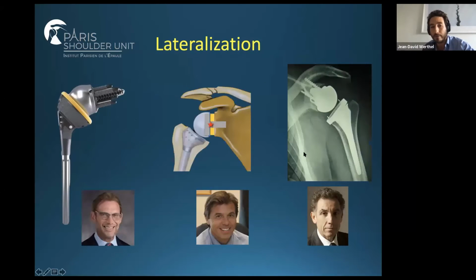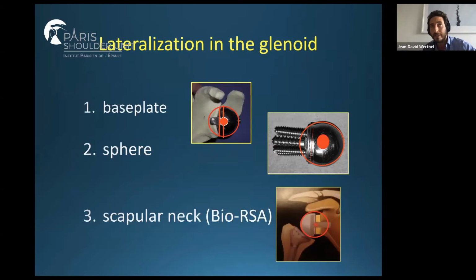So in order to correct this, three surgeons had the idea to slightly modify the design from Paul Gramont and to lateralize. And we've been talking about lateralization since 2003 now, because of the ideas of Philippe Valenti, Marc Frankel, and Pascal Boileau. But this lateralization is not very clear, because it can happen on both the glenoid side and the humeral side, by modifying different aspects of the implant. So we need to focus on every single modification to understand the implications.